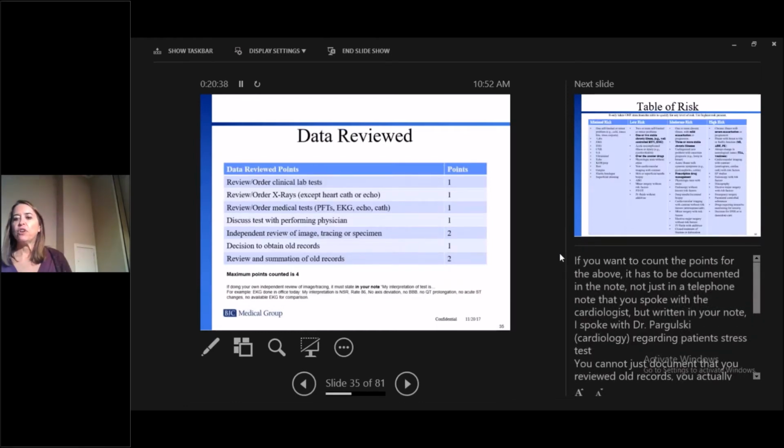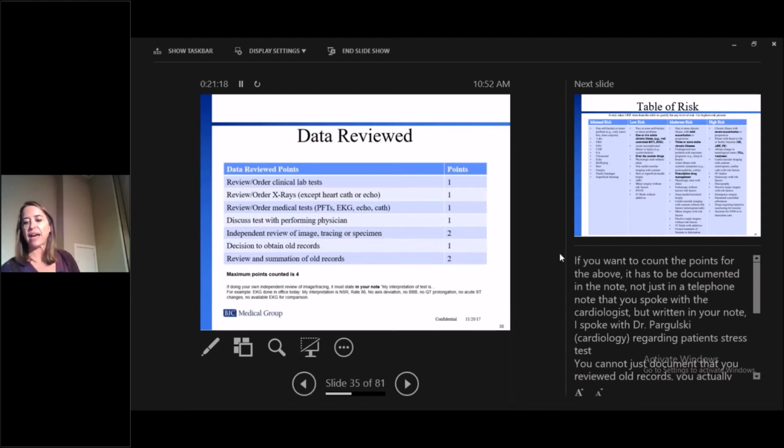Data reviewed. If you want to count the points for this information, it has to be documented in your note, not just in a telephone note, not that you just spoke with a cardiologist, but it has to be written in your note. So when I do this, if I'm calling the cardiologist to discuss stress results, I'm actually writing in today's note section, I spoke with Dr. Porgolsky, cardiology, regarding patient stress test. And then if I want to write something else, I can, but literally that's all you need to write to show that you have discussed a test with the performing physician.